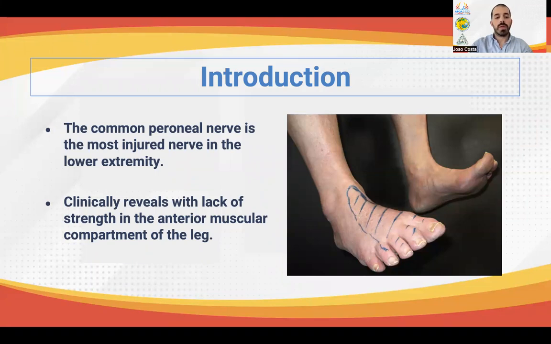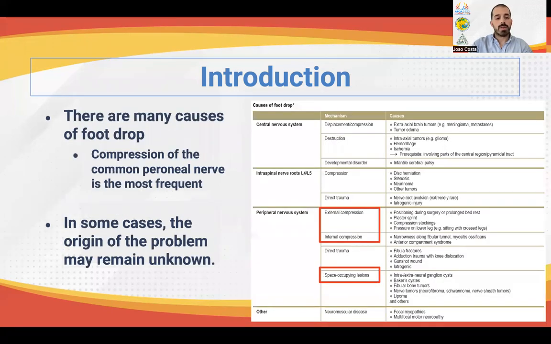It clinically reveals with lack of strength in the anterior muscular compartment of the leg. There are many causes of foot drop, and compression of the common peroneal nerve is the most frequent one. Yet, in some cases, the origin of the problem may remain unknown.